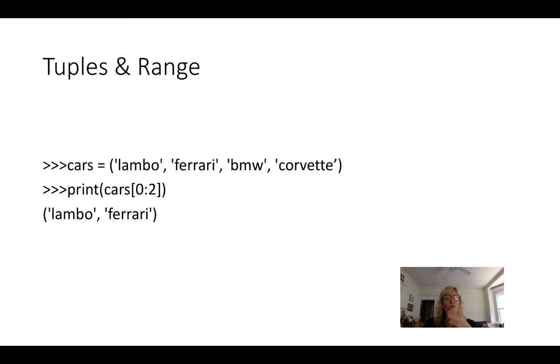We also can use the range with tuples. So here, I've added Corvette to this tuple, and if we print the range from 0 to 2, it's going to print out Lambo and Ferrari, but not the BMW. Okay, you should know this by now, but I just wanted to review and let you know you can still do this with tuples. You can use range.